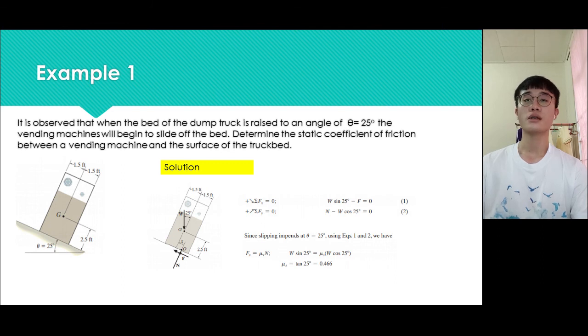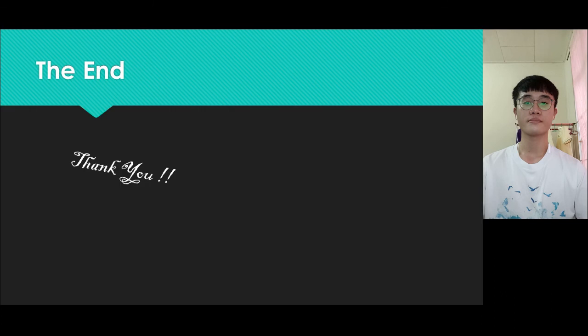Since we know that the object is at rest, we will apply the static frictional force equation, which is Fs equals mu s multiplied by N, the normal force. By substituting the first and second equations into the static frictional force equation, this will give us the equation, and we can simply calculate the static coefficient of friction, which equals 0.466. That's all from me.